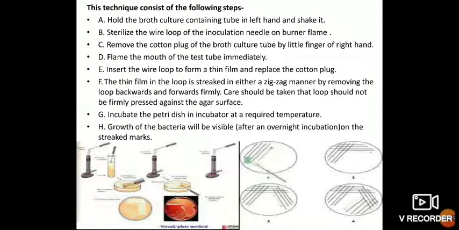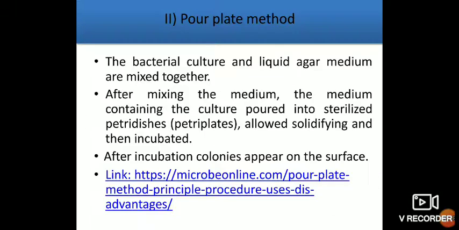Then incubate the plate in an incubator at the required temperature, and the growth of the bacteria will be visible on the streak mark when you put it in an incubator overnight.